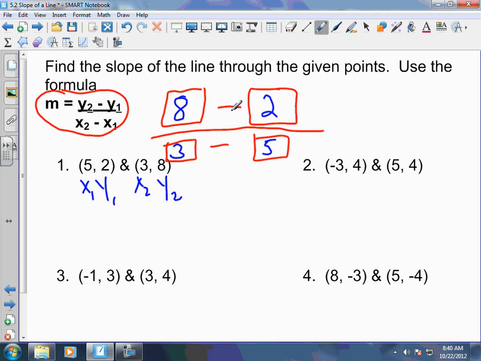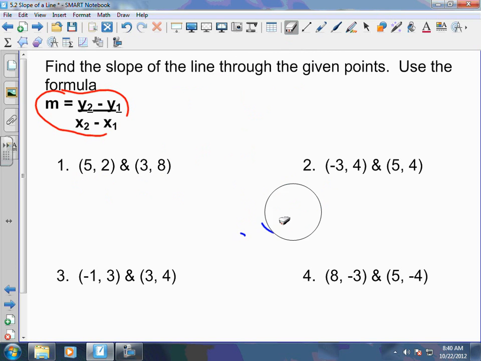Now, in my calculator, what's 8 minus 2? 6. What's 3 minus 5? Negative 2. Does 6 over negative 2 reduce? Yes, it reduces to negative 3, so my slope is negative 3. You can find it if you have a line or if you just have 2 points. Okay?